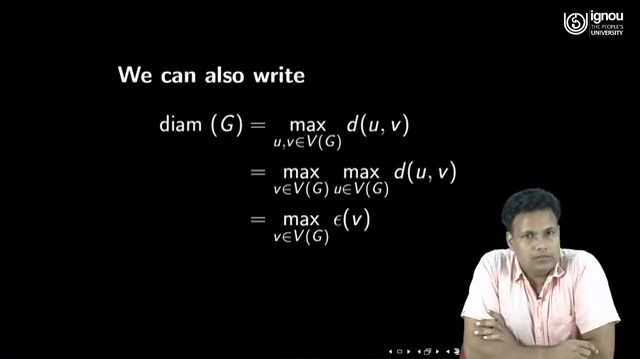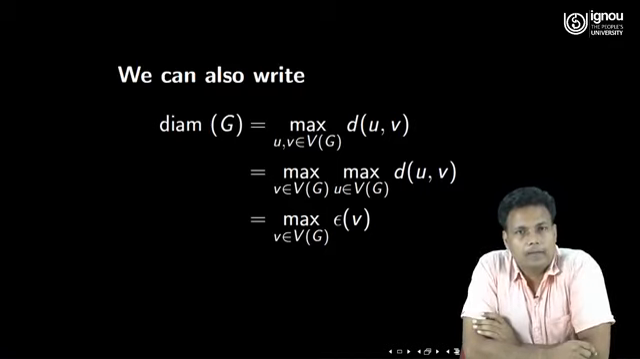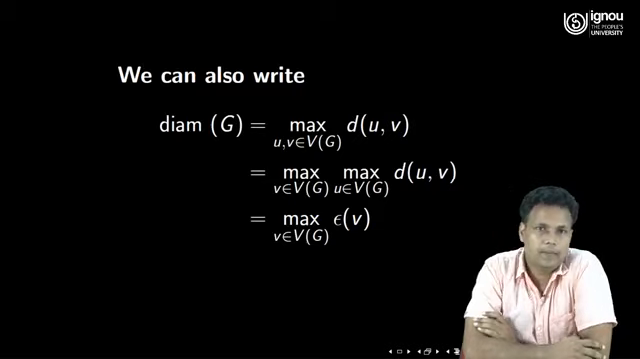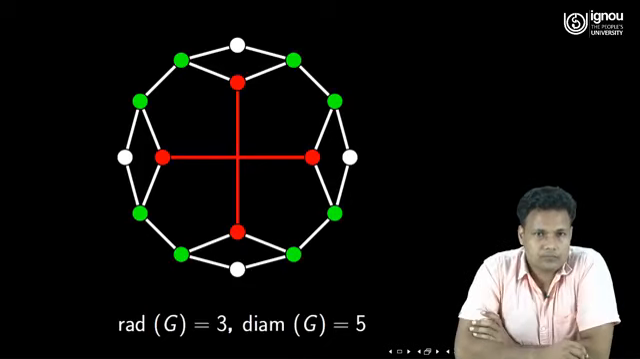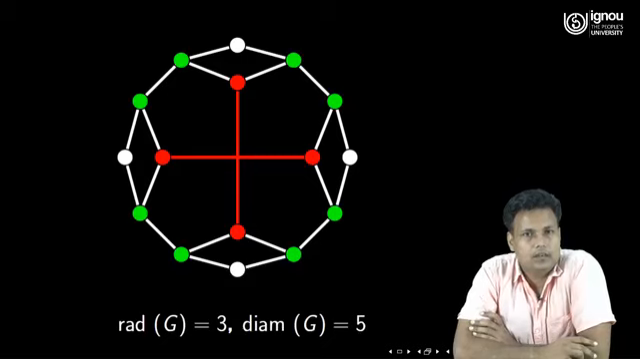We have seen the concept of diameter as well as the concept of radius. The diameter is the maximum distance between any two vertices, which can be expressed as the maximum eccentricity of a vertex of G. So this gives us a clue about the relationship between the diameter and radius, and we shall just see. First, let us consider this graph.